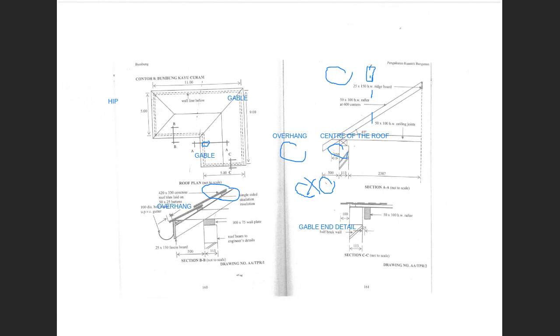The rest of the overhang is considered as 500 mm. Now I also would like to highlight that the size of the rafter and the wall plate are different. Why? You have to understand the construction. If you look at this section AA, this is how the rafter looks like. The rafter is installed in such a way that the horizontal is shorter compared to the vertical.